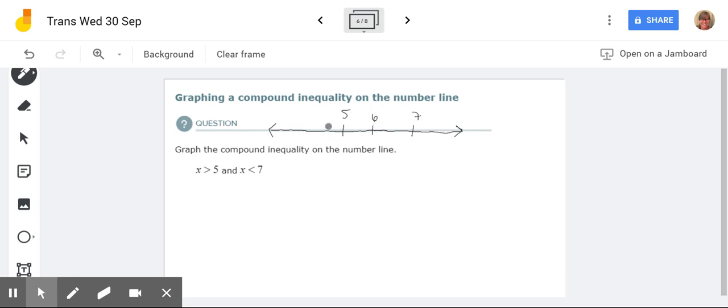X is greater than 5, so it's going to be an open circle at 5, and it's going to be going this way. But also we want x to be less than 7. So we can't actually go past 7. We've got to do an open circle at 7, and it's going to go that way. So x is between 5 and 7. Just read what it says. And if you want, sometimes you can even name a number. X is greater than 5. Give me a number greater than 5: 6. And x is less than 7. Give me another number less than 7: 6.5, 6. See? And it fits.